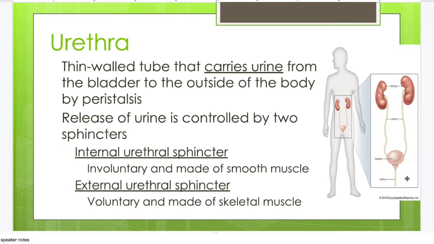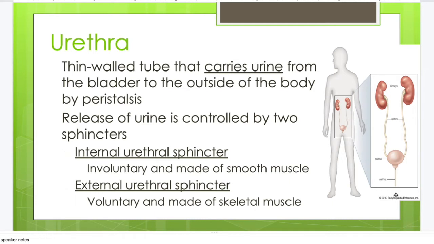The release of urine from the bladder into the urethra and then out of the body is controlled by 2 sphincters. Again, we talked about sphincters when we did the digestive system. Those are ring-like valves of smooth muscle. Or usually smooth muscle, I should say.